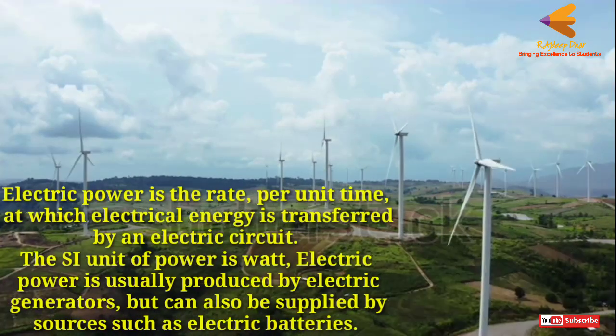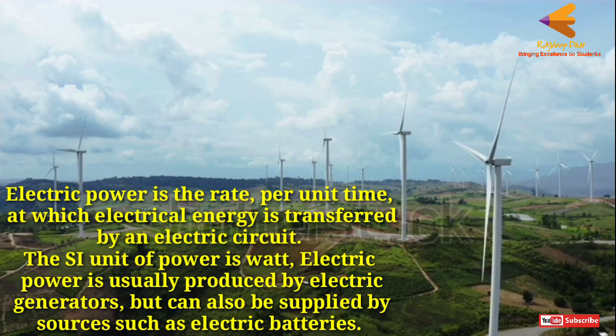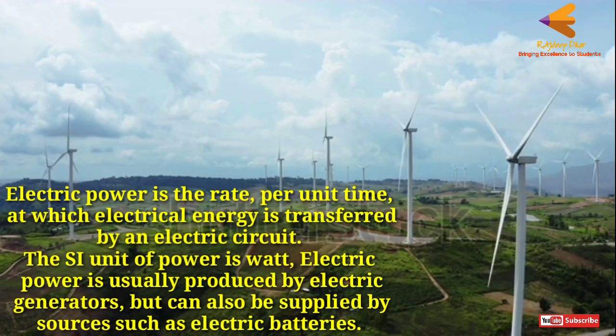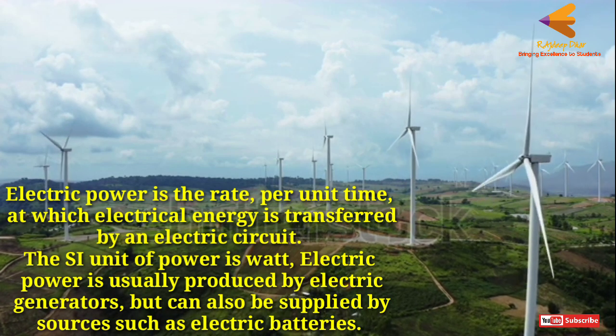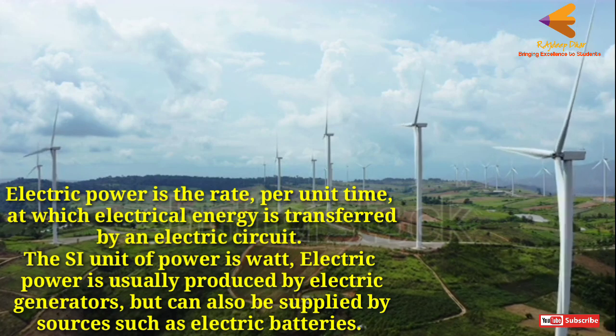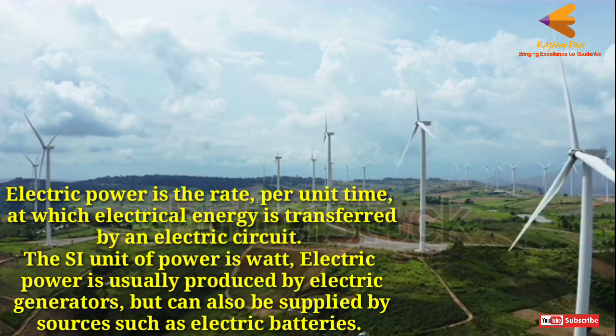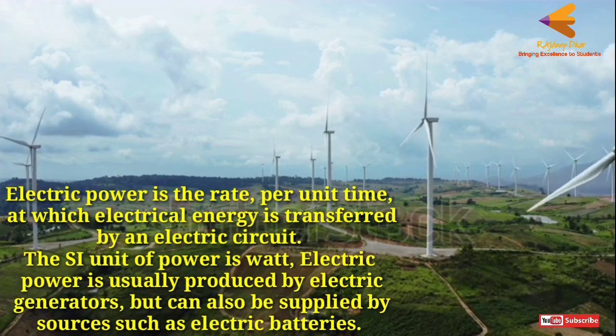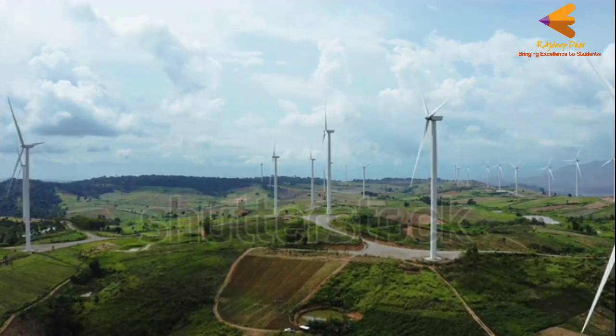Now let us know about electric power. Electric power is the rate per unit time at which electrical energy is transferred by an electric circuit. The SI unit of power is watt. Electric power is usually produced by electric generators but can also be supplied by sources such as electric batteries.